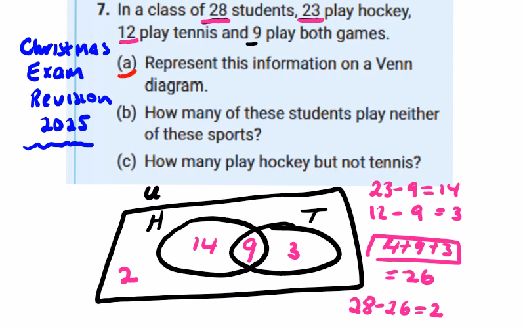Represent this information on a Venn diagram. So we've done part A. How many play neither of these sports? That was the last one we got, which was 2. And how many play hockey but not tennis? So 14, which will be H less T, which is equal to 14.